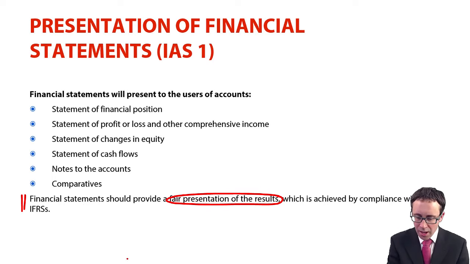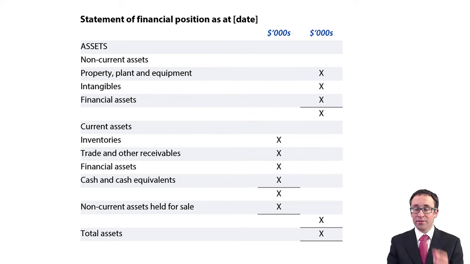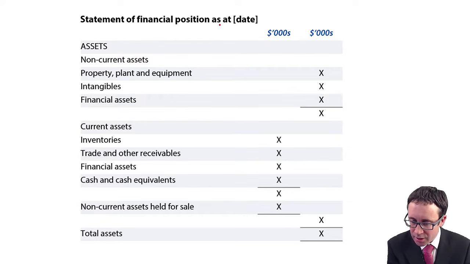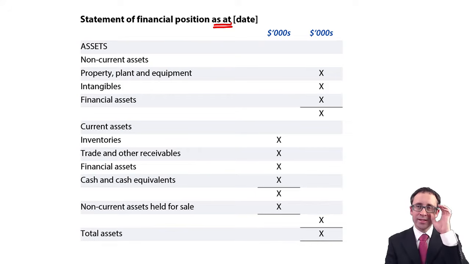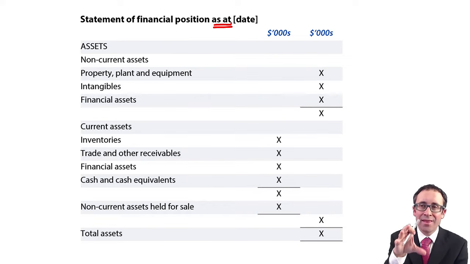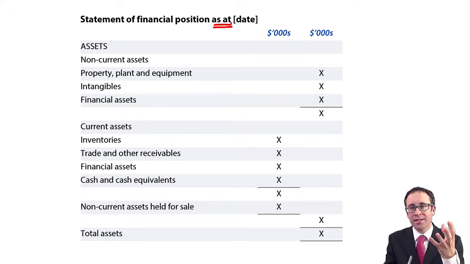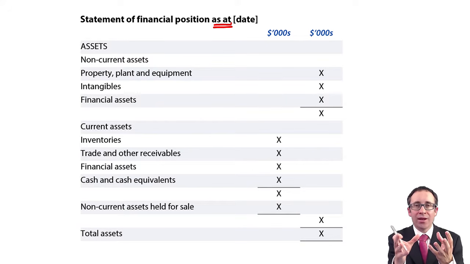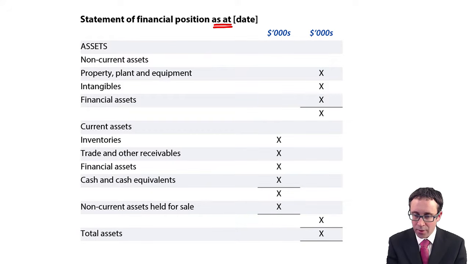So let's just go back and have a look at the statement of financial position. I'm sure you're all aware and can remember that it's a snapshot in time. So it is as at that point in time, which is why when you have your group accounts and you consolidate as at that point in time, you look at all of the assets and liabilities of the parent and of the subsidiary, and you add them together line by line.